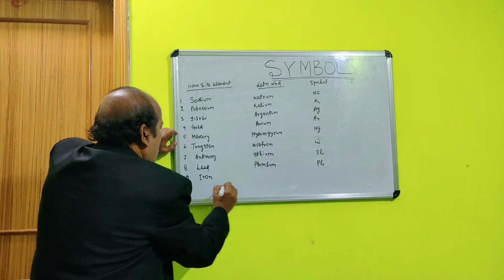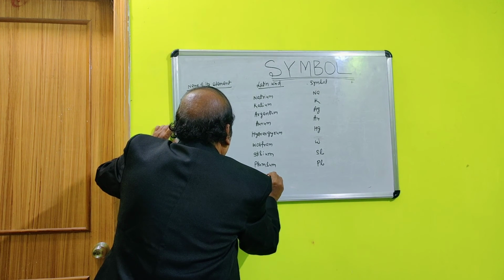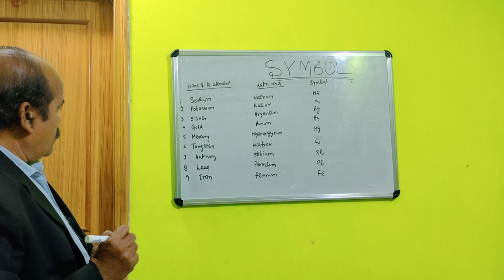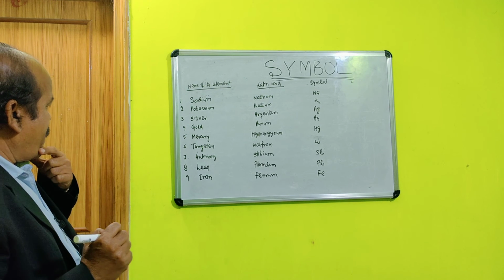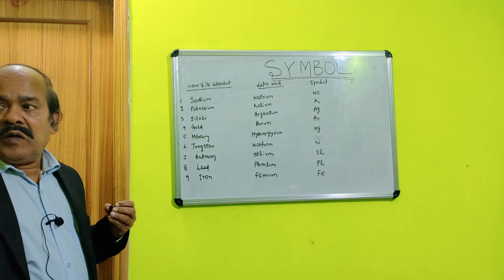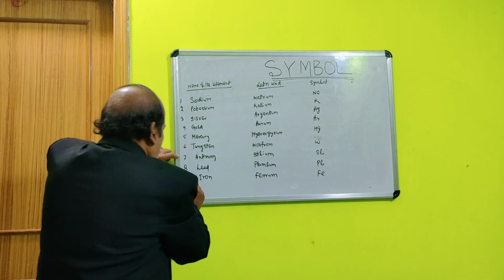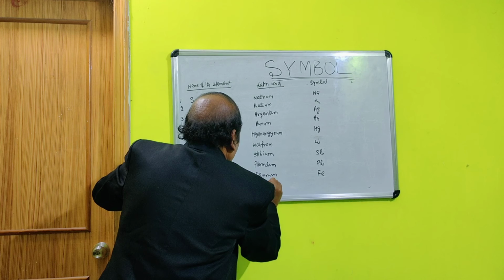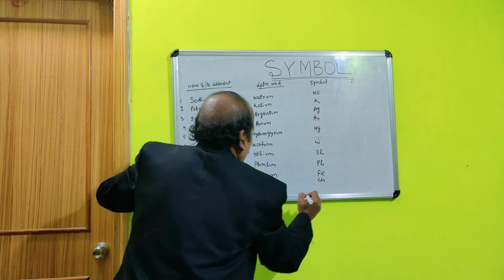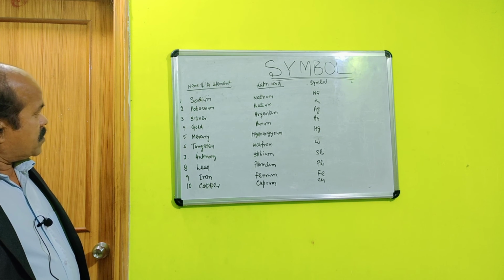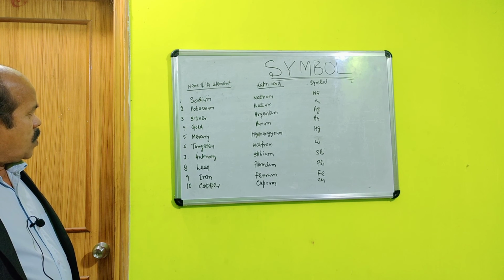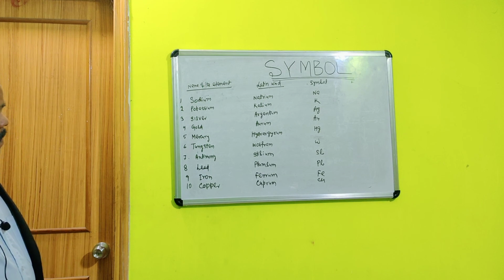Then iron. The Latin word is ferrum. This is Fe. What else is left? One or two more. Then copper. The Latin word is cuprum. Cu. It's all over, or one more is left. Let me recollect: sodium, potassium, silver, gold, mercury, tungsten, antimony, lead, iron, copper.